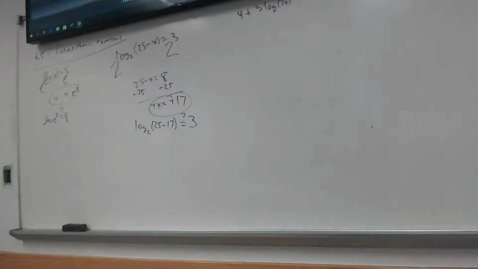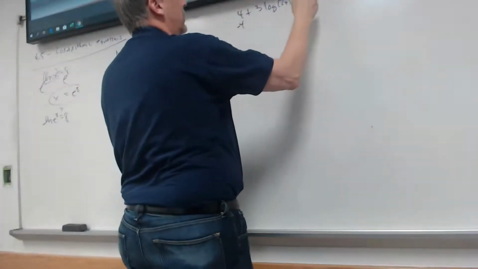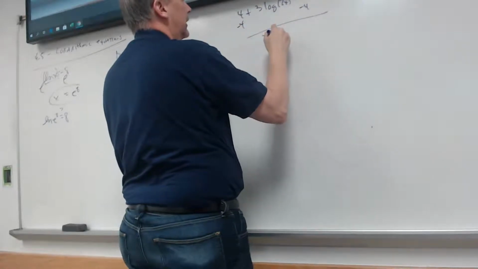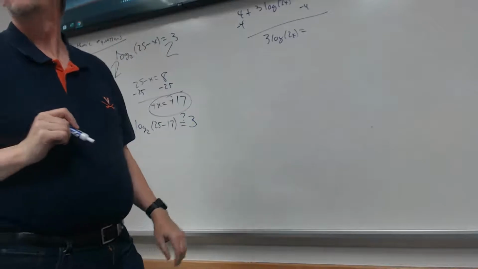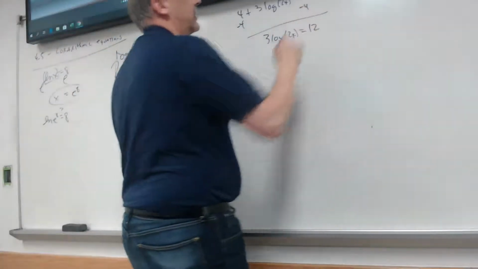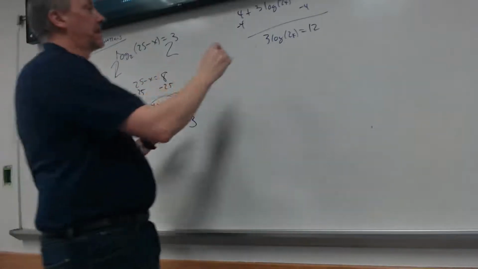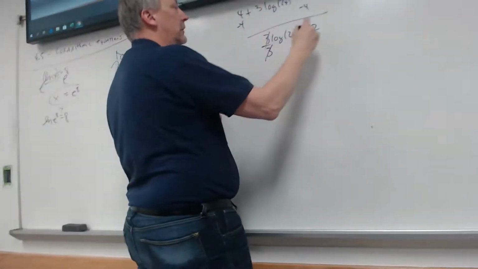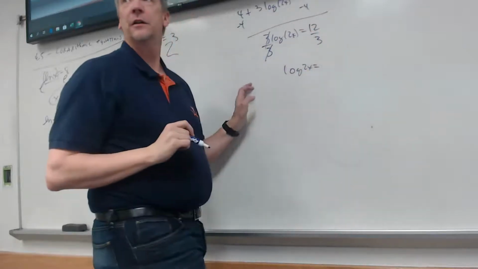Lauren, let's do your turn. Subtract the what? The 4? So 3 log of 2x equals 12. And then what? Divide by 3. So that'll go away. Log of 2x equals 4.